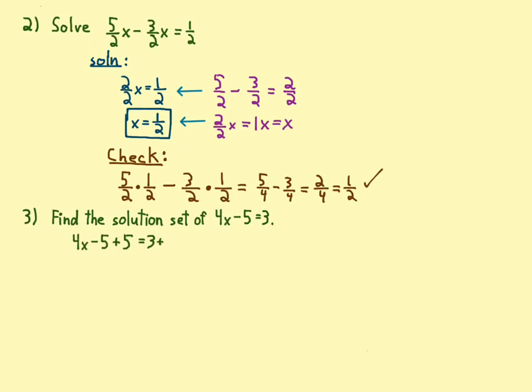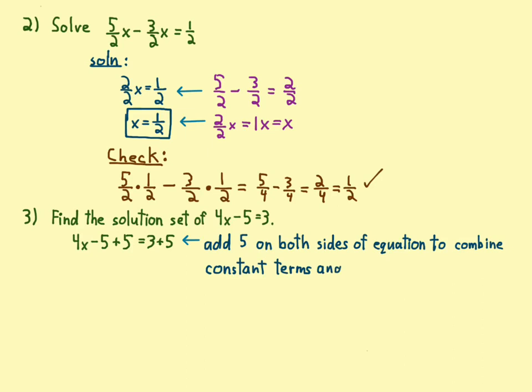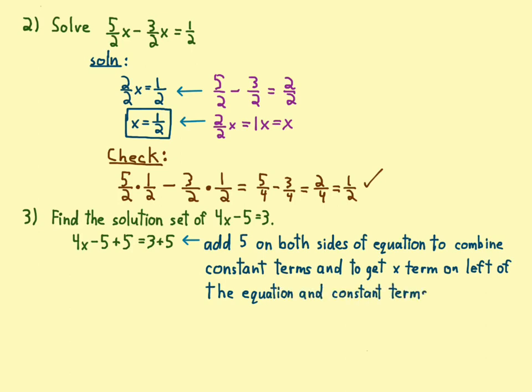So first, I want to get rid of the 5 on the left so that I have just the x term on the left, and constant terms on the right. And then I can combine the two constant terms because they're like terms. So I added 5 to both sides. Addition rule of equality: add 5 on both sides of the equation to combine constant terms and to get the x term on the left of the equation and constant terms on the right.